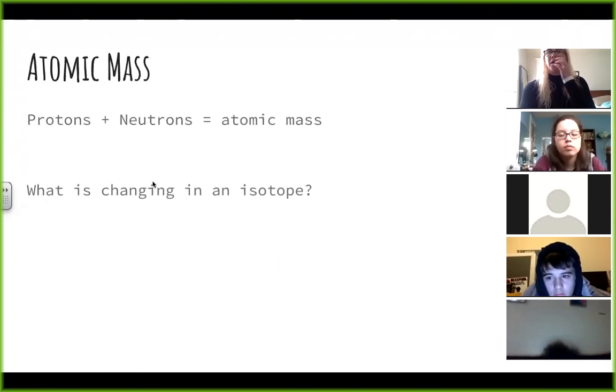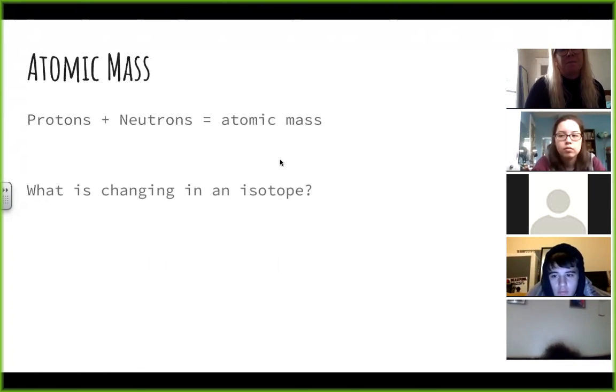So we know that protons and neutrons equal the atomic mass. So what do you guys think is changing in an isotope? Are we changing the protons? Are we changing the neutrons? Are we changing both? If we're changing the mass, which one are we changing? Or both?